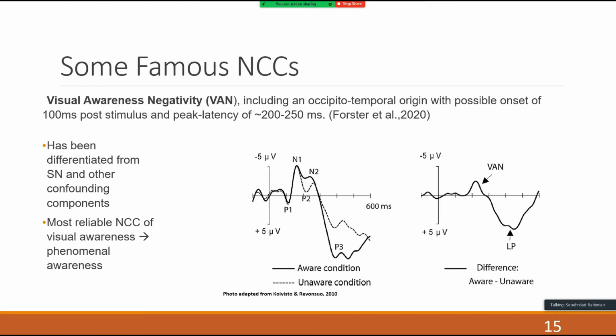And so before talking about that, we need to talk about some famous neural correlates of consciousness, and one of them, the famous one, happens to be visual awareness negativity.